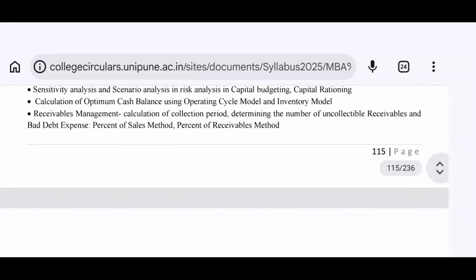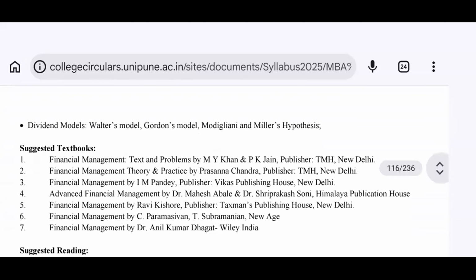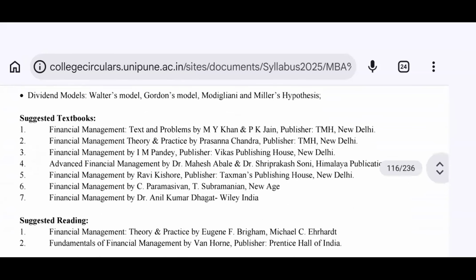Now, as far as the books are concerned, these are the list of books. I personally prefer Financial Management: Theory and Practice by Prasanna Chandra, I M Pandey, and Ravi Kishore.